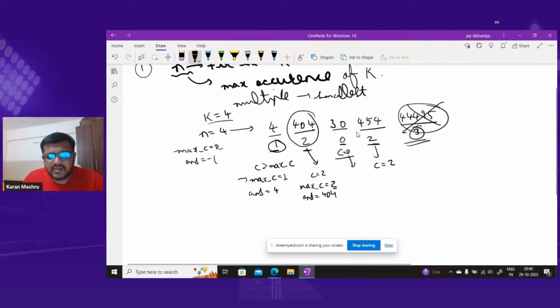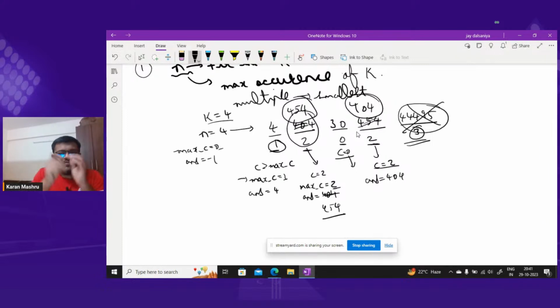But suppose instead of 404 here the element was, let's say, 454, and here it was 404. So here my count would have been 2, which would be equal to max count, and 404 is less than 454. Are you getting my point? So again my answer would be updated as 404. Here my answer would be 454.